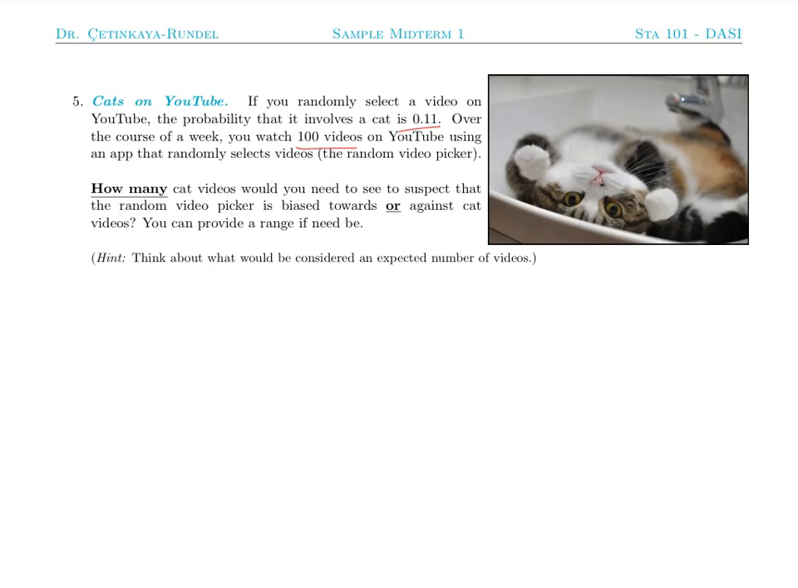So how would I figure out what that is? Well, to find mu, you do n times p. So that's 100 times 0.11, which is 11. And then standard deviation is the square root of 100 times 0.11 times 0.89, and that's 3.13.